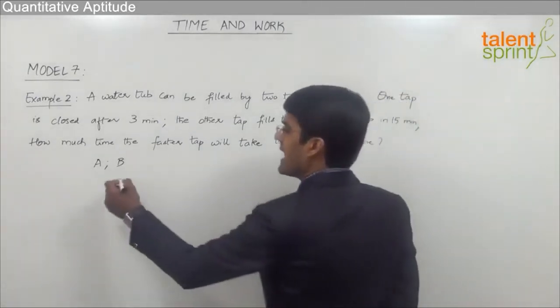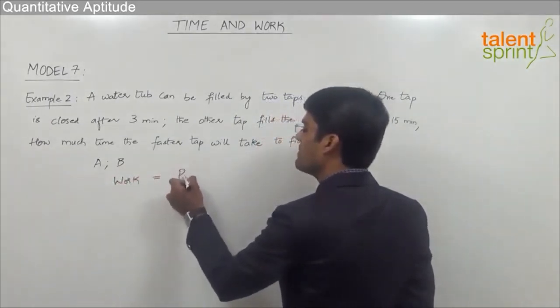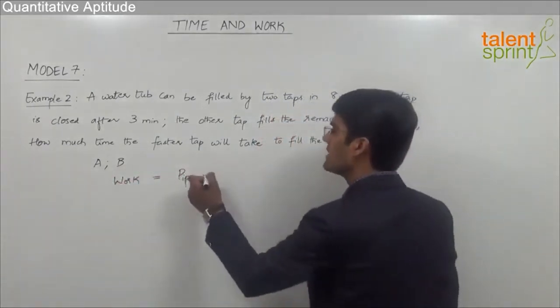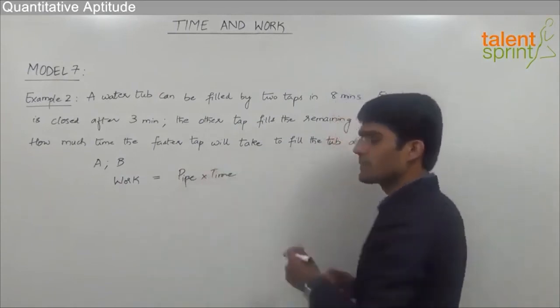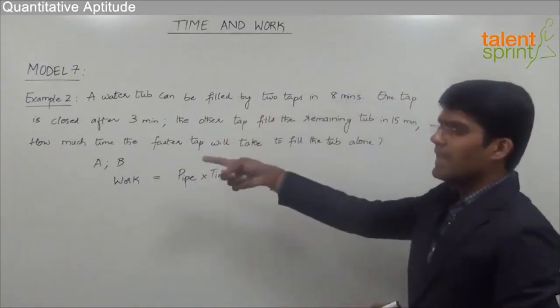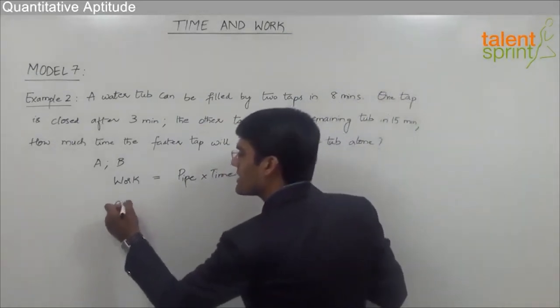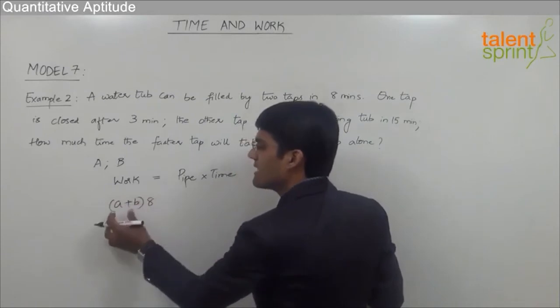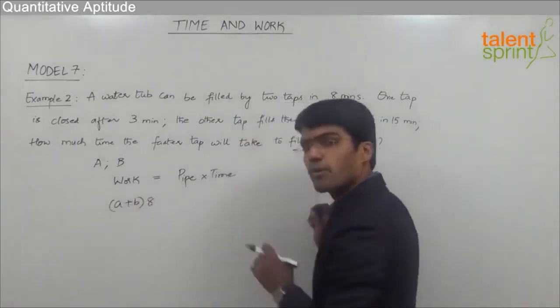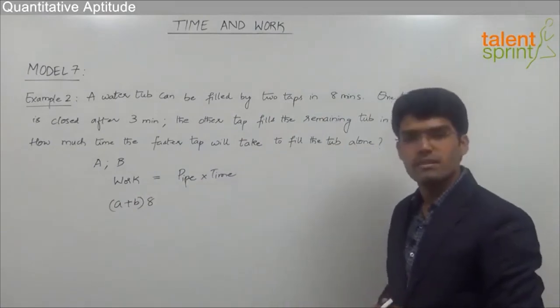So here we can say that work can always be measured, or work done can be taken as the pipe into the time for which it was open. Now, as the water tub can be filled by two taps A and B in 8 minutes, we can say that the total work is (A + B) × 8. That is nothing but both the pipes working together for 8 minutes to fill the water tub. So total work is (A + B) × 8.